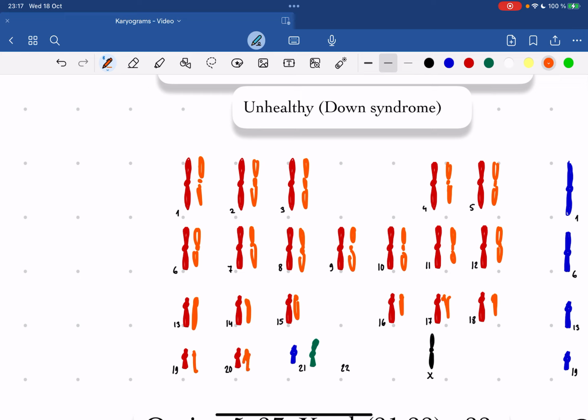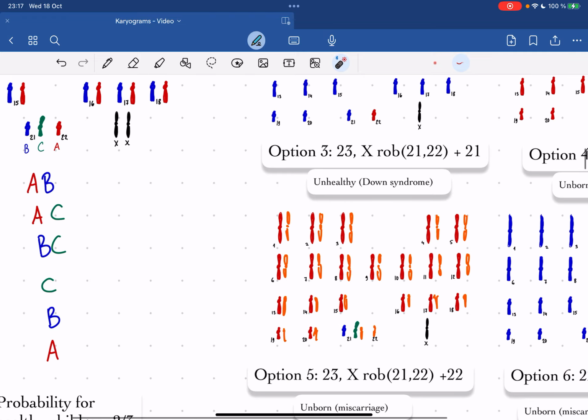Very artistic. So then on 22 here, it's going to add 1 here, I think, and 1 here. And technically this is 22 as well, so we will have 3 on 21, and that is a trisomy.